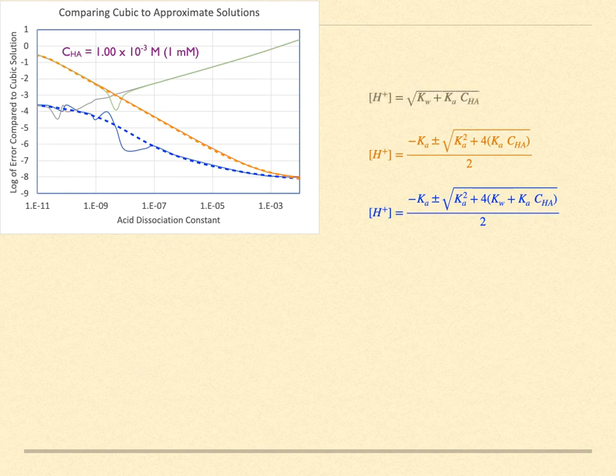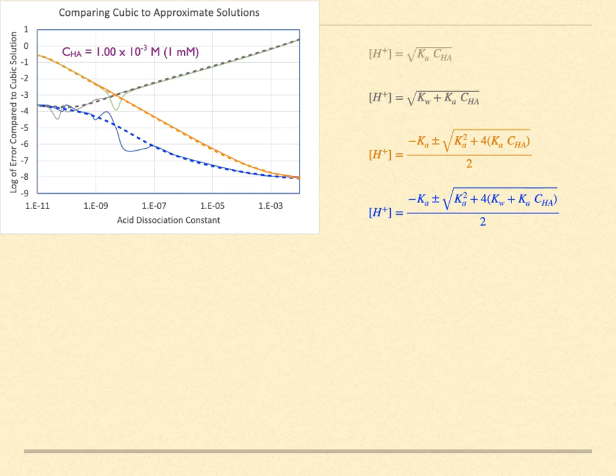Next, we consider the square root solution that includes Kw. For strong acids, this is a terrible approximation. But that makes sense because we obtained this result by expressly considering that Ka was small. We should not be surprised that it fails in this region. Its error drops as we go to weaker acids, as would be expected. And at the very weakest acids, its error is comparable to that of the very best quadratic formula solution, with errors in the parts per thousand range.